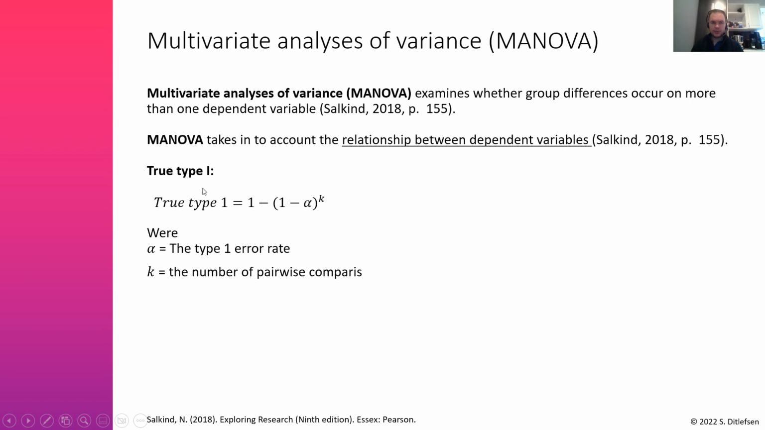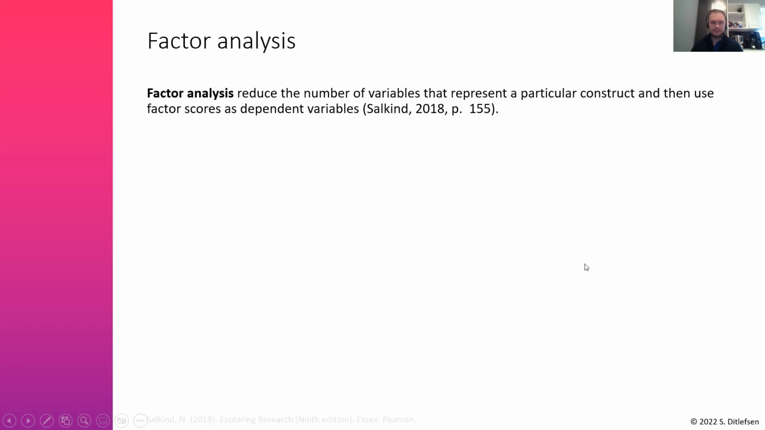So true type 1 equals 1 minus alpha to the power k, where alpha is the type 1 error rate and k is the number of pairwise comparisons. Okay, so that was MANOVA. If you have more than one variable, use MANOVA.